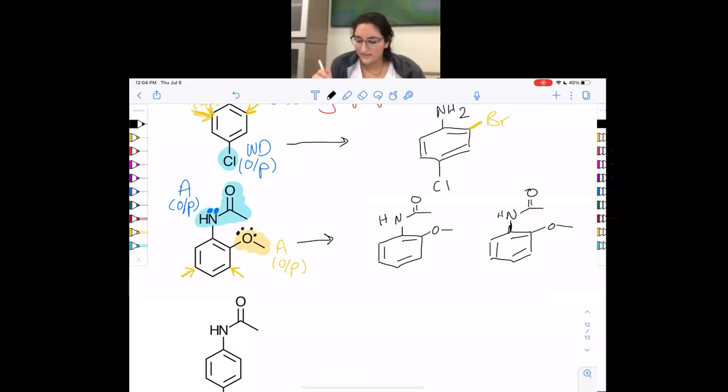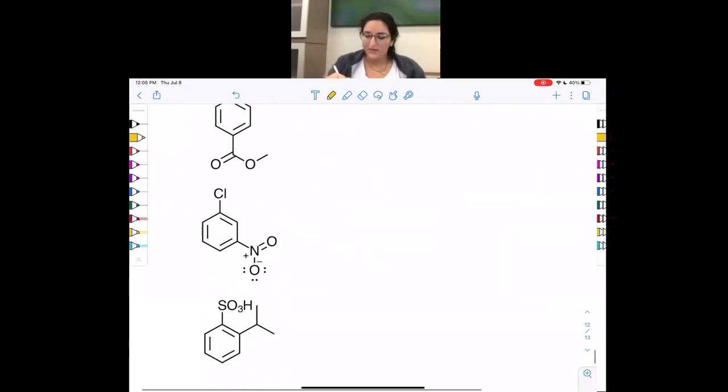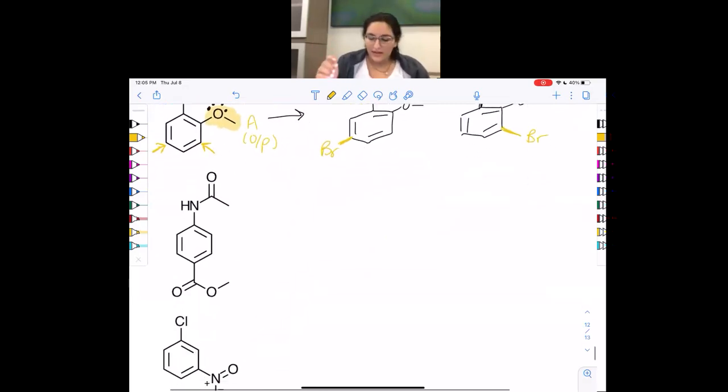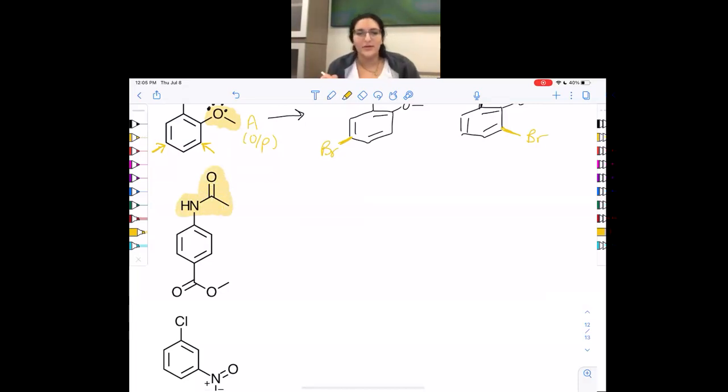I don't know why I just didn't duplicate it, but this is fine. So we add a bromine here, and we can add a bromine here. Ta-da! All right, I believe this is one of the last examples. That's fine. Alrighty! Bam! We just did one like this.